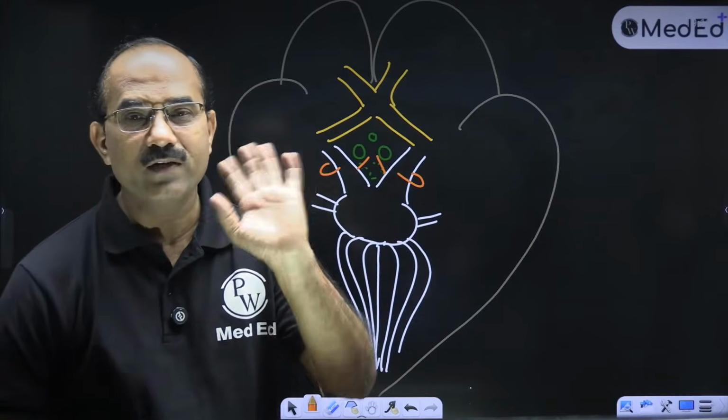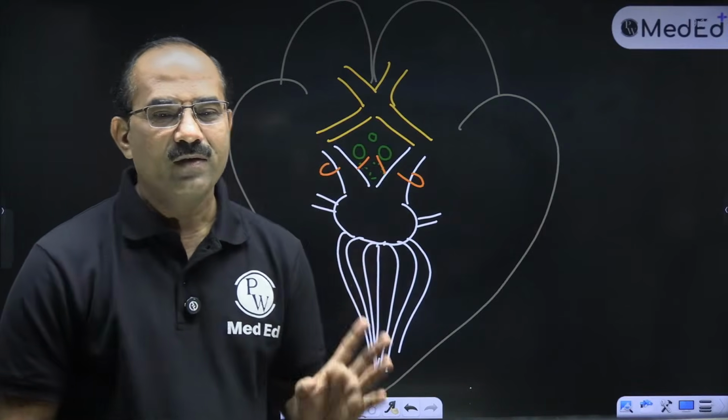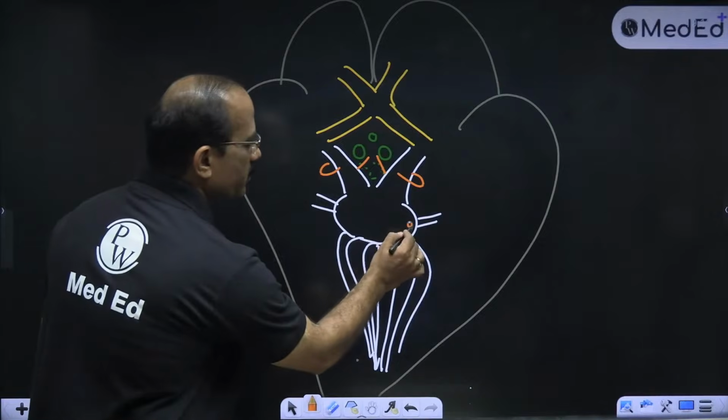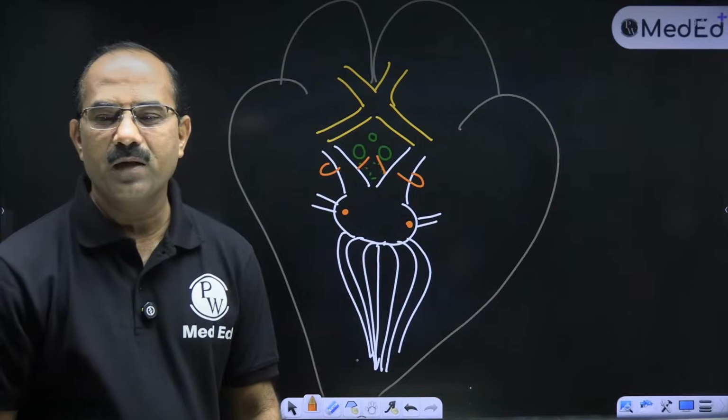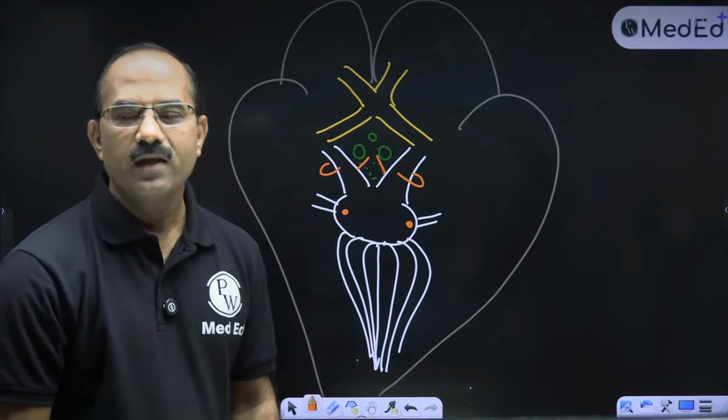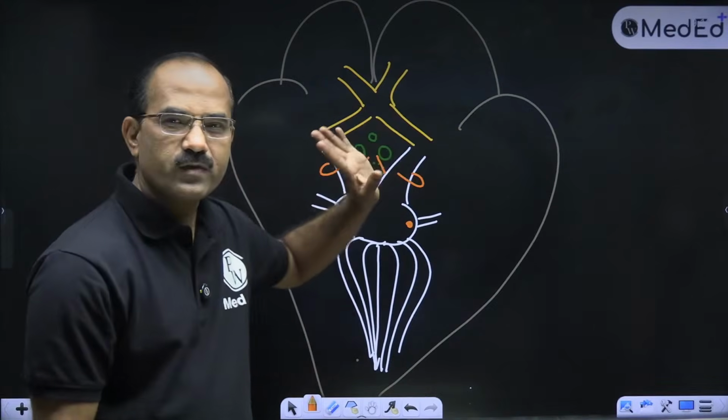Trigeminal nerve is not a content of interpeduncular fossa. Trigeminal nerve is here. It's at the junction of pons with the middle cerebellar peduncle. That's the trigeminal nerve. Okay? Clear to all of you? Interpeduncular fossa is clear to all of you?